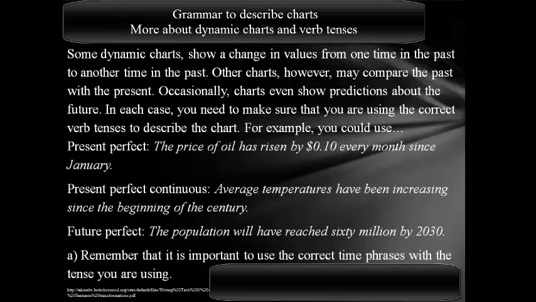For example, you could use present perfect. The price of oil has risen by 10 cents every month since January. Present perfect continuous. Average temperatures have been increasing since the beginning of the century. Future perfect. The population will have reached 60 million by 2030. Remember that it is important to use the correct time phrases with the tense you are using.